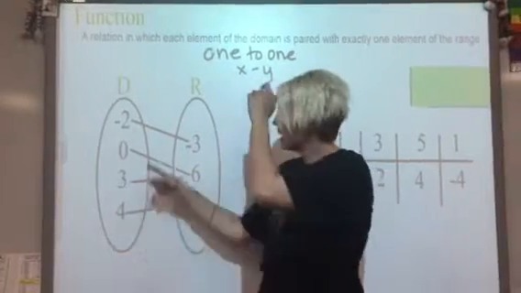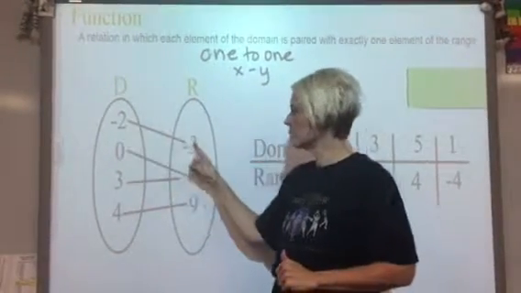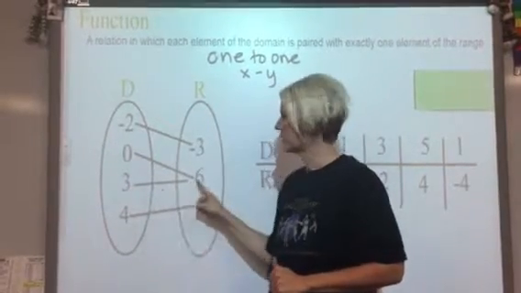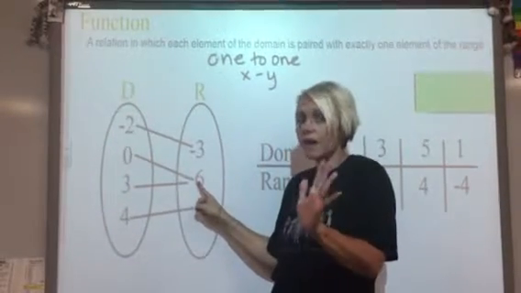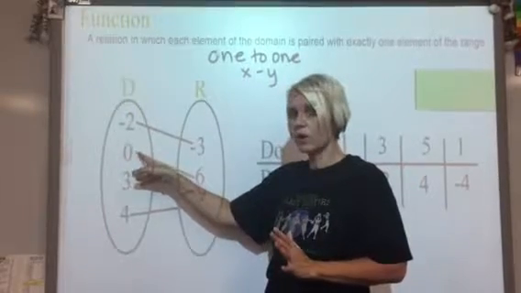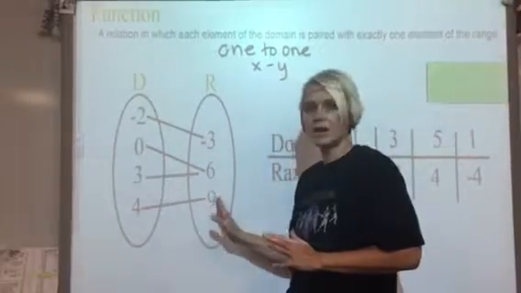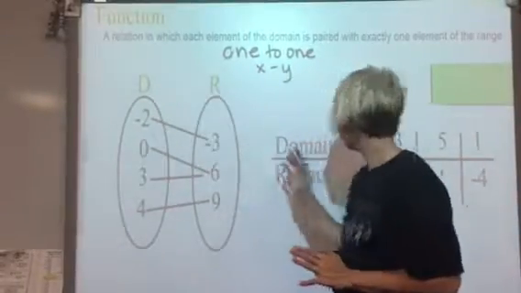This is yes, because this domain pairs with this range, this domain pairs with this range, this pairs with this range, which is okay. That is totally fine. You can have more than one x have the same output. That is okay. And 4 pairs with 9. So this yes is a function.